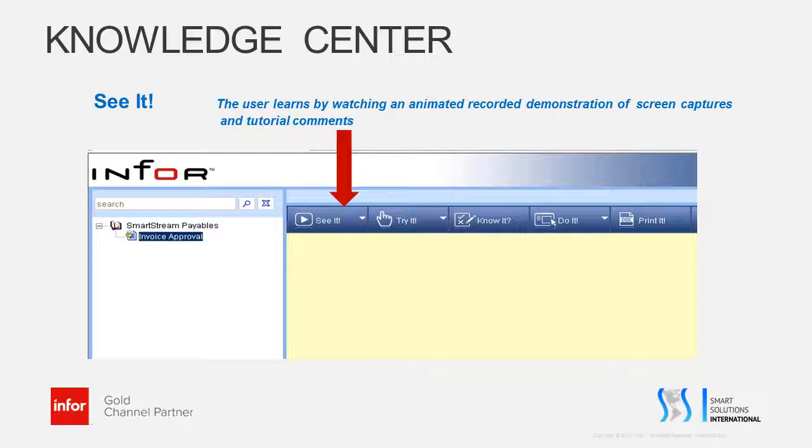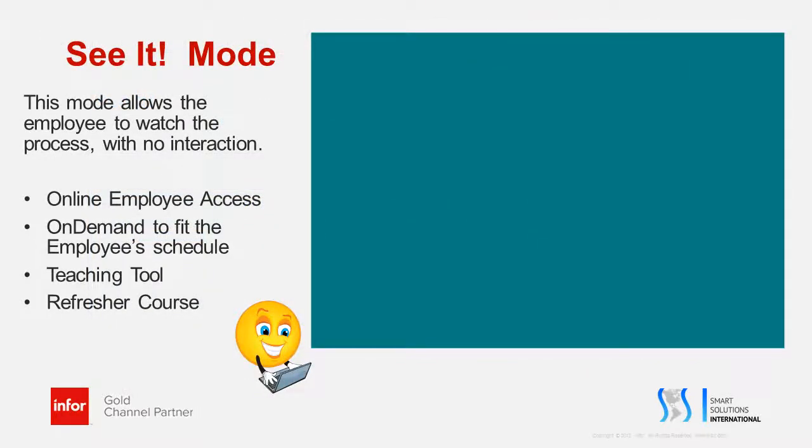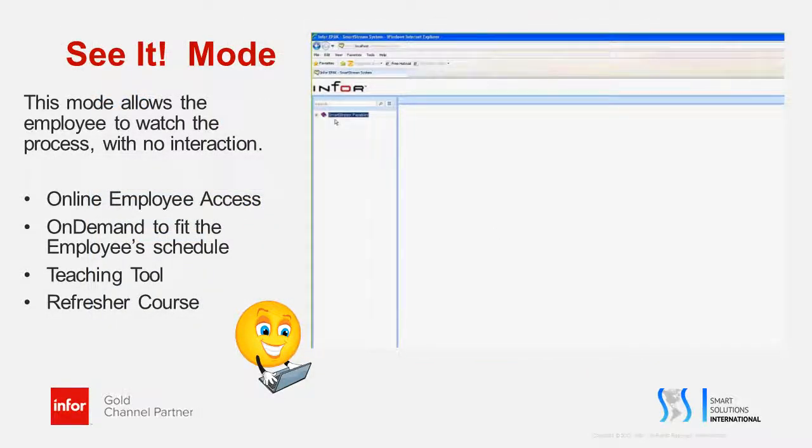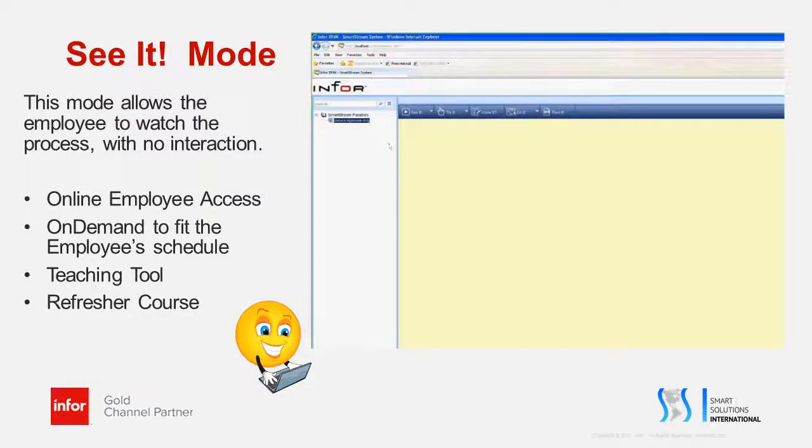The first of the tabs is called the See It mode, which is a simple video with no interaction from the employee. This would be a good starting point for a new employee to be able to watch the invoice approval in action within the SmartStream Payables system. As we watch the employee click on the See It tab, we can watch as the system plays the captured process on video.